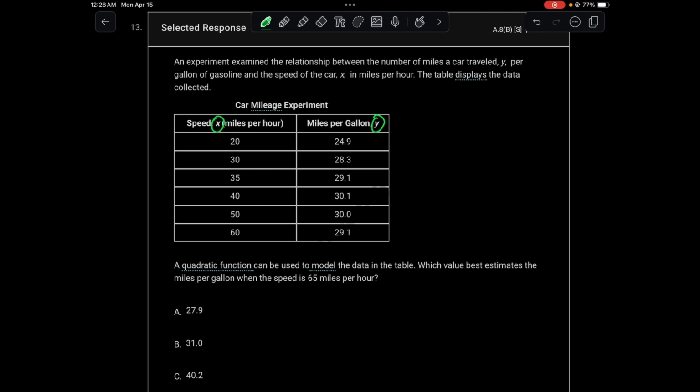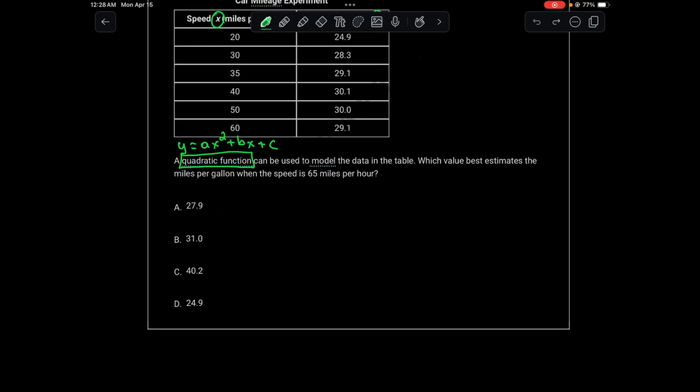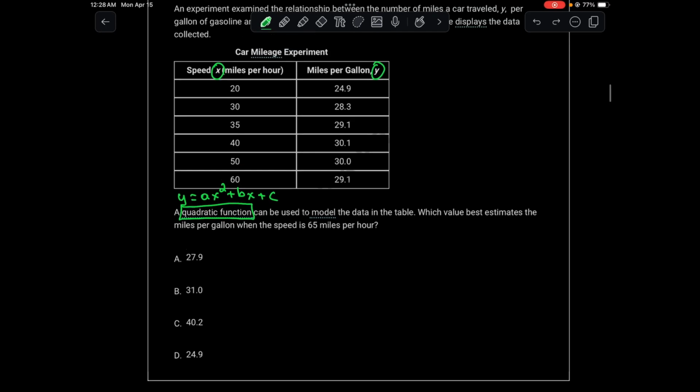Now, a quadratic function can be used to model the data. Okay, quadratic function, that is important. A quadratic function is y equals ax squared plus bx plus c. It doesn't refer to any form in particular, so I'm just going to choose the standard form. Can be used to model. That means that could be a best fitted curve. So I will need to put all the data.